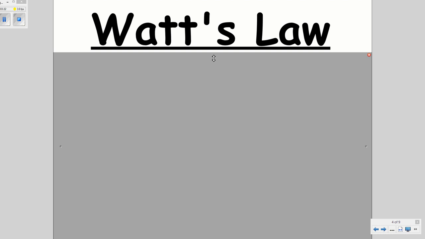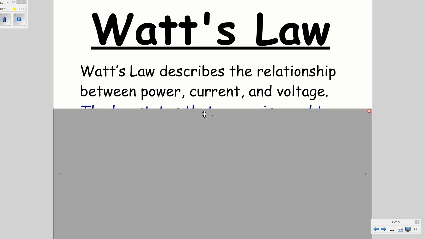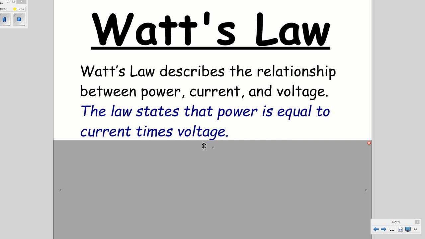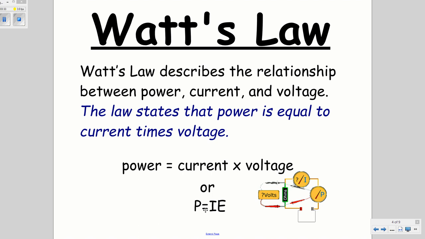Watt's Law describes the relationship between power, current, and voltage. It states that power is equal to current times voltage. So for Watt's Law, you've got power, P. I was thinking of this as pi. Power equals current, I, times voltage. So it's pi.